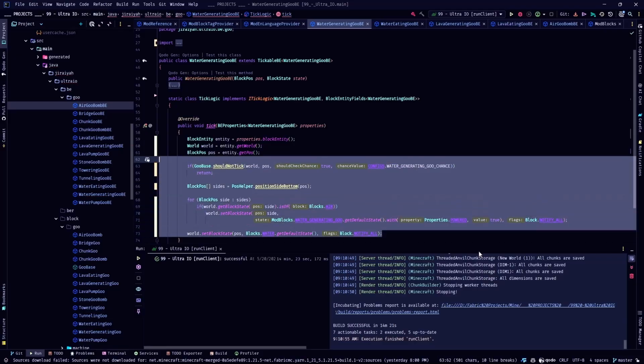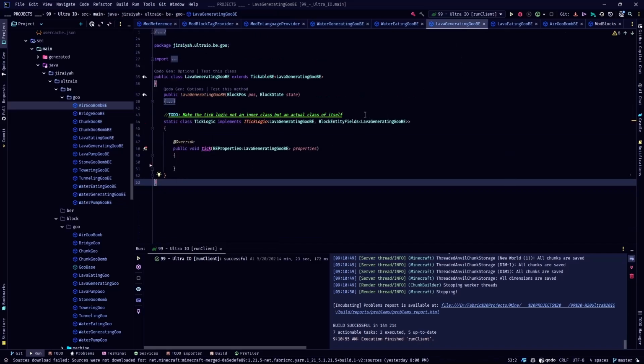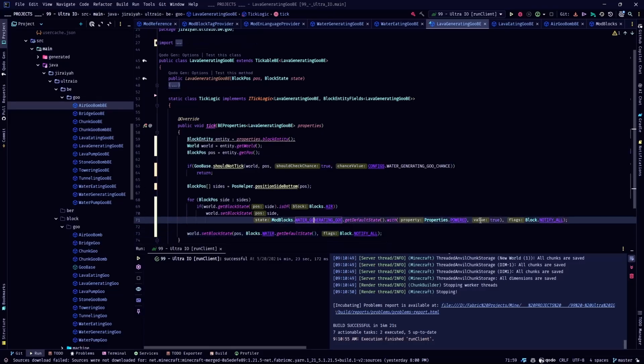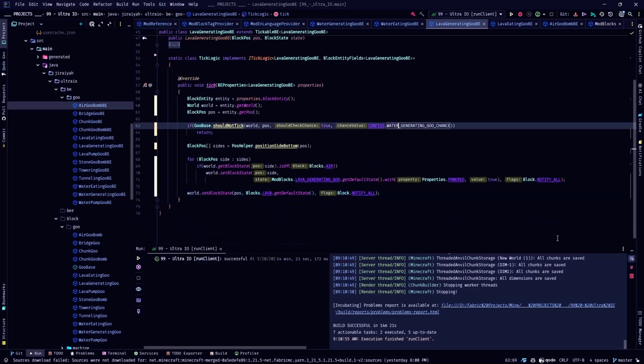Guess what? I will copy all of that. I will go into lava generating goo and I will paste it, and all I need to change is that this guy is lava generating goo, and finally we want lava here, and that's it again. So we already finished 2 new functional goo blocks. Oh, don't forget, you need to change this guy to be lava chance.